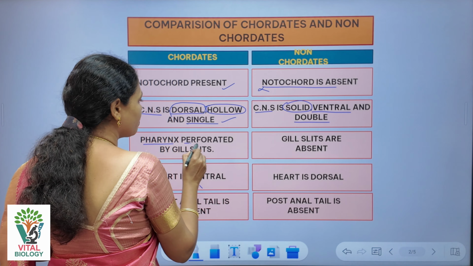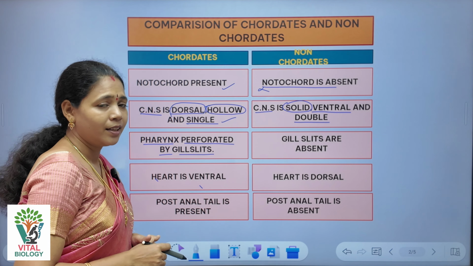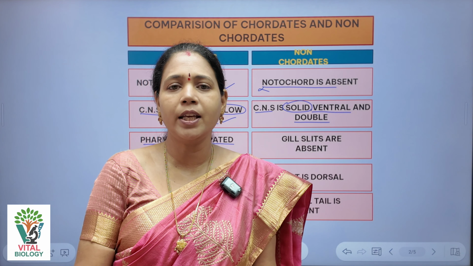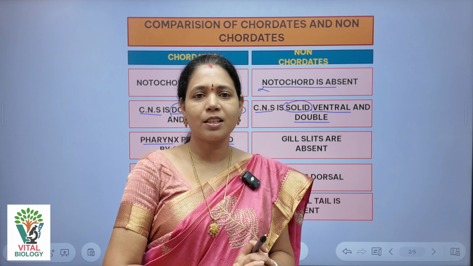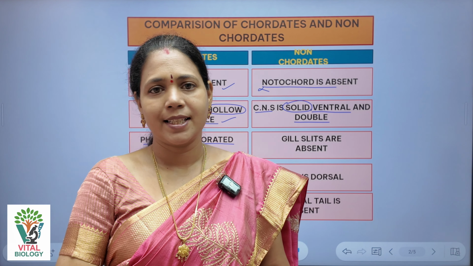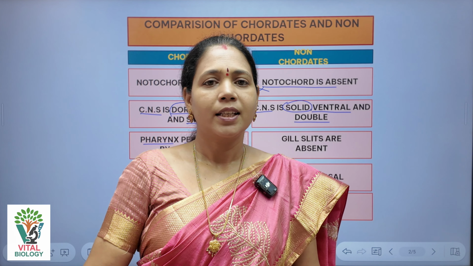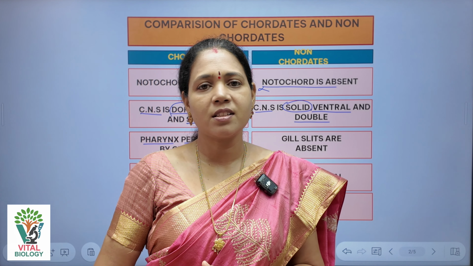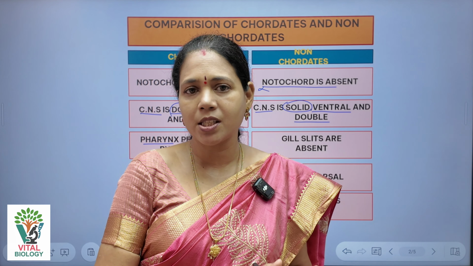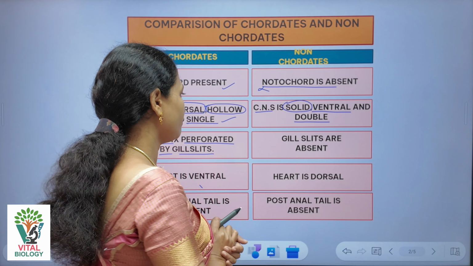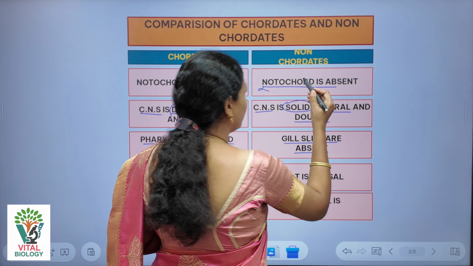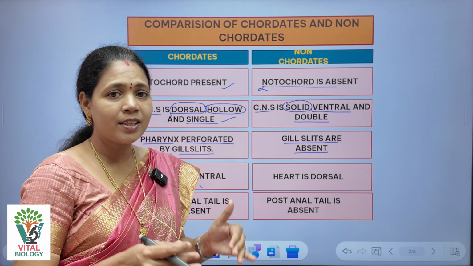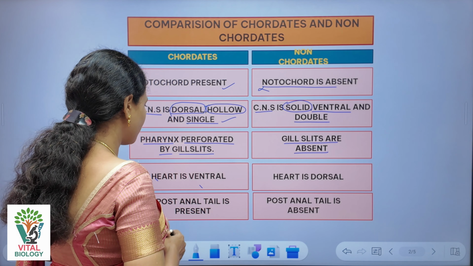Whereas the pharynx is perforated by gill slits. Generally, in aquatic animals these gill slits can be seen, which are mainly helpful in the exchange of gases. In a few primitive chordates, they help in filter feeding. Whereas in higher animals, like mammals, these gills are absent in the adult stages but can be seen in their embryonic stages. Whereas gill slits are absent in non-chordates. So in non-chordates, those gill slits near the pharyngeal region are absent.